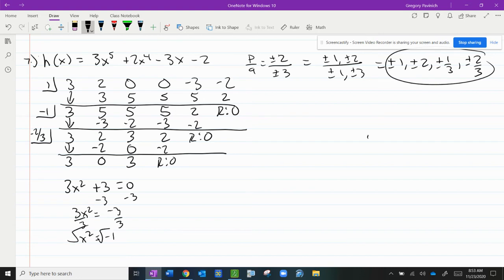x equals plus or minus the square root of -1, which is i. You might have said, well, I wouldn't have picked that -2/3. Well, eventually you would. You didn't have that many choices. So this one wasn't too bad.